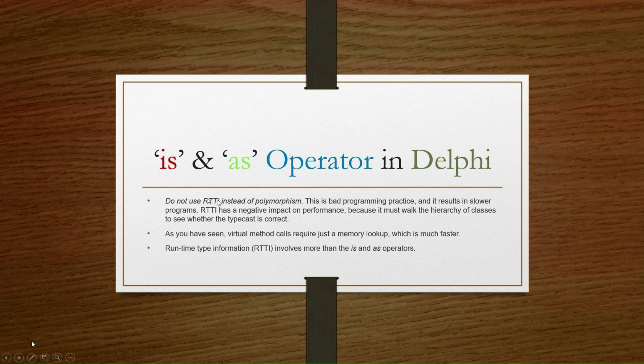So do not use RTTI instead of polymorphism. This is bad programming practice, and it results in a slower program. RTTI has a negative impact on performance because it must walk the hierarchy of the classes to see where the type class is correct. As you have seen, a virtual method call requires just a memory lookup from the virtual method table, which is much faster. So runtime type information, RTTI, involves more than the is and as operators.